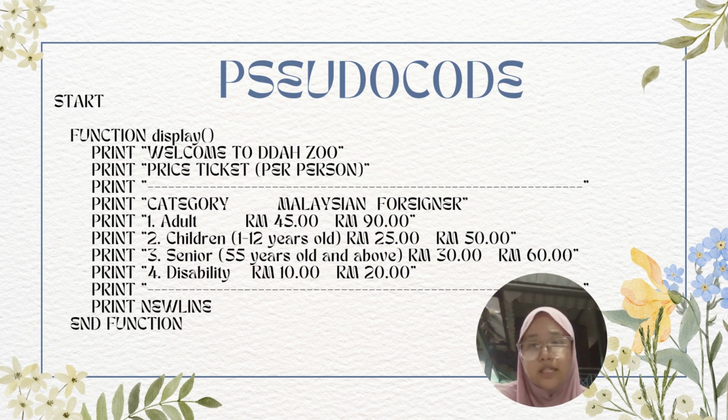So for the first function, which is display, this function displays the welcome message and shows a price list for the tickets based on category and citizenship. It shows ticket types for adult, children, senior citizen and disability, with prices for both Malaysians and foreigners. This helps users understand how much they need to pay before selecting their tickets.